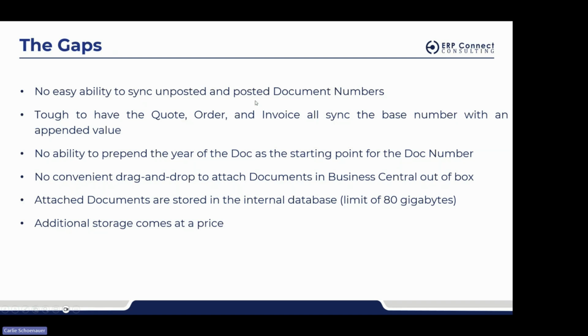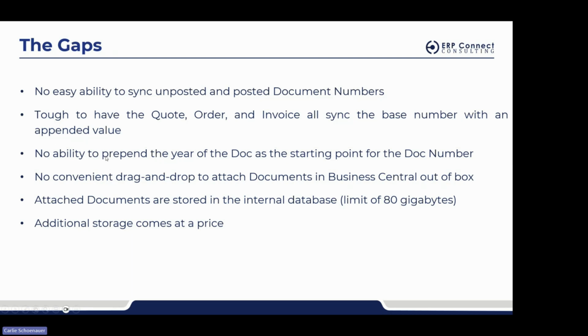So what our tool does is syncing those up, and the sales order was just an example. We do that for really all sales documents and purchase documents, which we'll review. And then that really is the second bullet here as well. It's tough to have quote, order, and invoice all sync the base number with an appended value. So what our tool does is it lets you have the same number all the way from a sales quote to the posted invoice, which is really nice, and it does the same thing on the purchasing side.